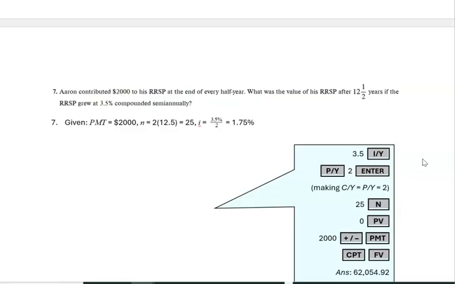We have payments every half year. So it's 2,000, the plus or minus button, so that on your screen it shows negative 2,000. Click the PMT, because those are the payments that you're going to be making. And then CPT, compute future value, and it's going to give you the answer of $62,054.92.